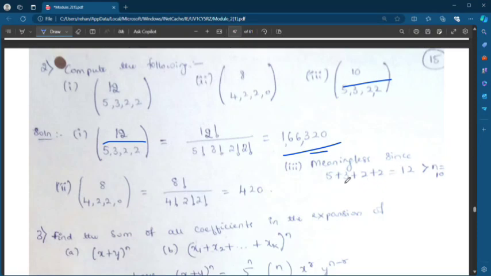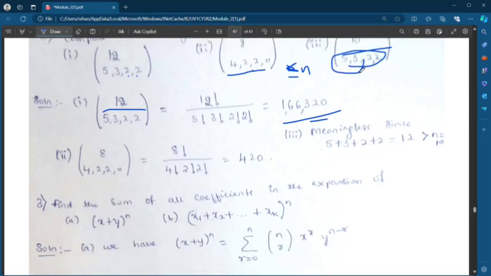2 factorial. This is meaningless, since 5 plus 3 plus 2 plus 2 is greater than 10. Okay, so here what they are saying, the third one is meaningless, because see, the sum of these should be less than or equal to n. Sorry, I said greater. So here 5 plus 3, 5, 6, 7, 8, then 9, 10, 11, 12, which is equal to n. This also should be equal to n, but here it is going more than 10, so that is meaningless, since this numerator is greater than 12.